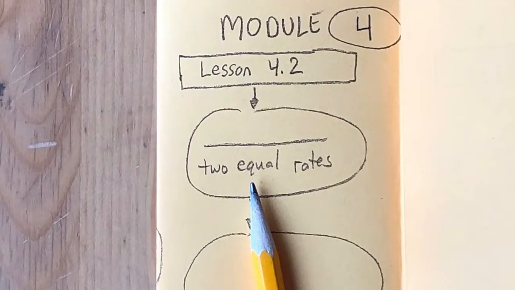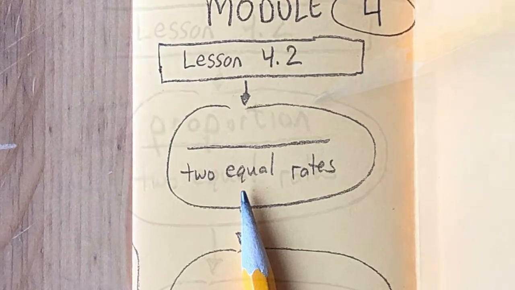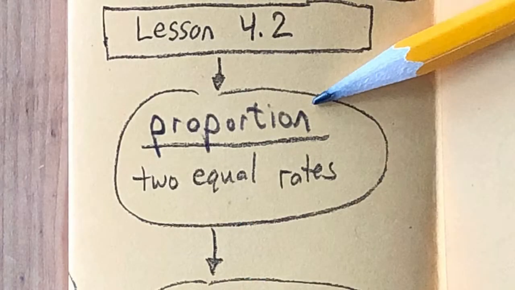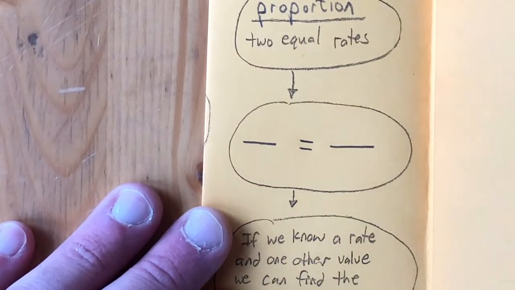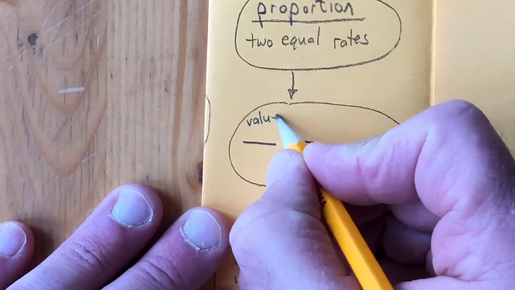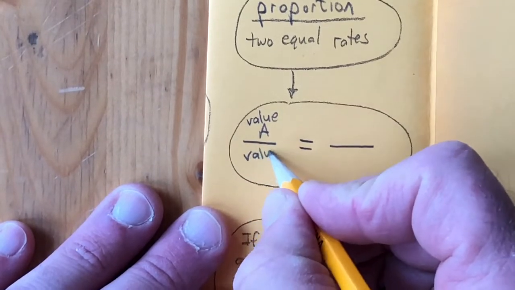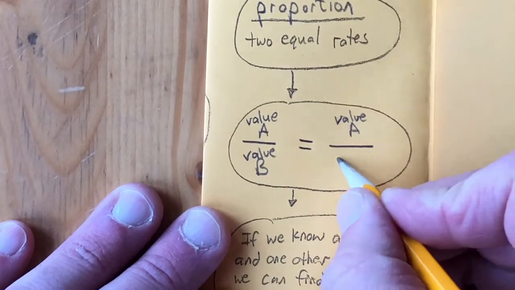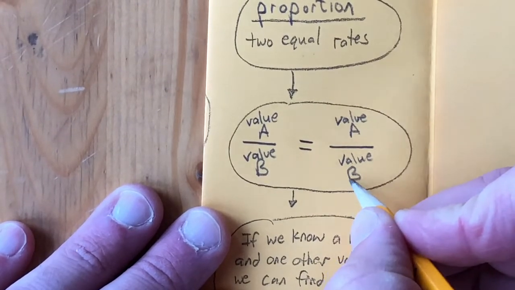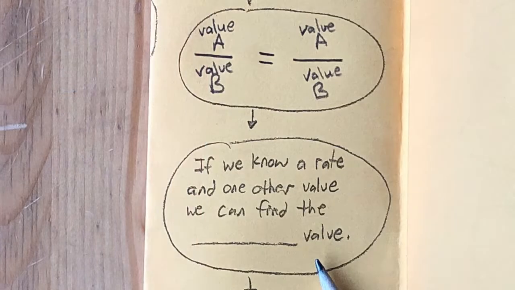Now Lesson 4.2 is about two equal rates. And what do we call two equal rates? A proportion. Now to set up a proportion, we use two equal fractions. So we need to choose which value to put in the numerator on one side, let's say value A, and we put the value B in the denominator. So on the other side, you must do the same rate, same way, value A over value B.